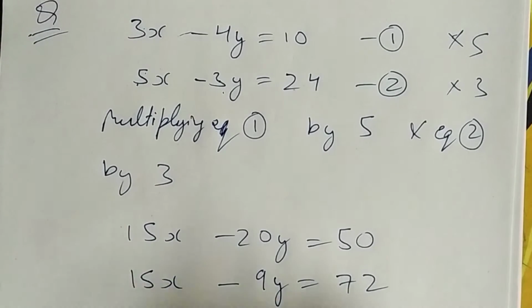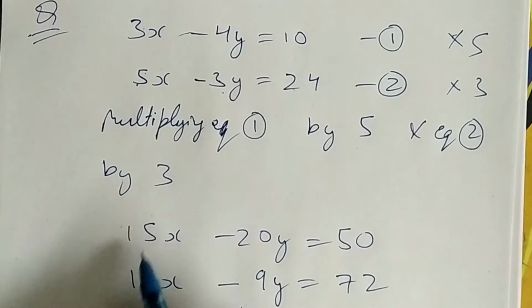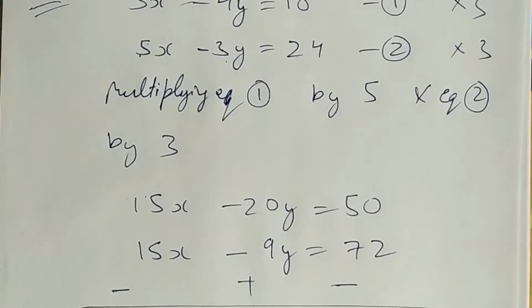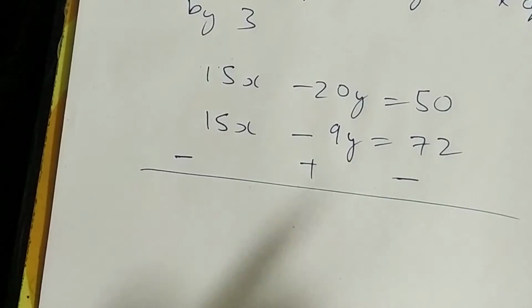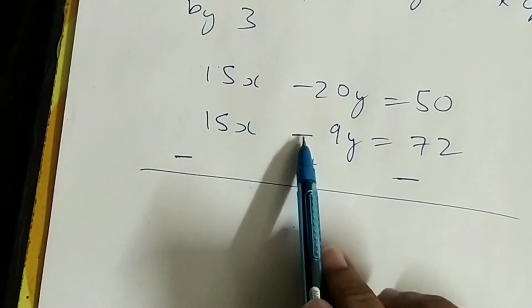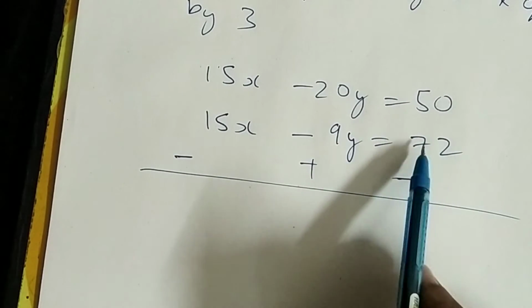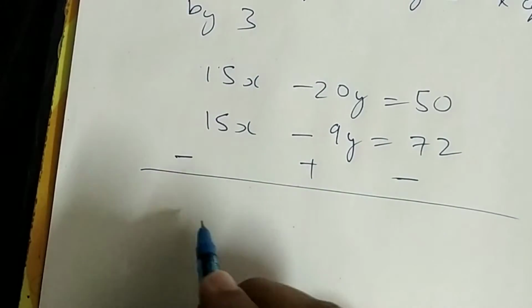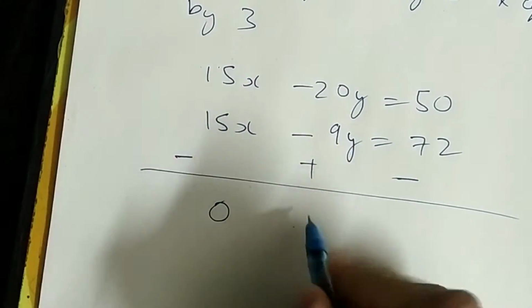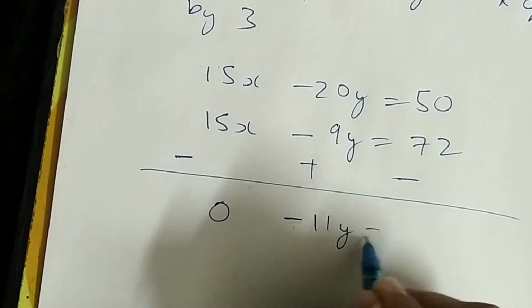So now just put a minus sign here, plus here and minus here. This is 15x, this is also 15x, so we have to subtract. When we have to subtract, we change all the signs. This will become minus, this will also become minus, minus will become positive, and this will change into minus. 15 minus 15 is 0. Minus 20 plus 9 is minus 11y.